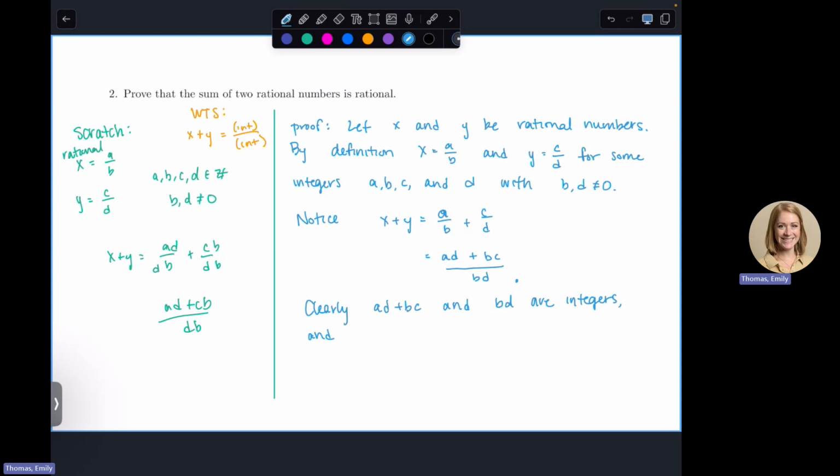What else has to be true for it to be rational? Top and bottom are integers and the bottom's not equal to 0. Yep. And so here it's not, because B and D aren't 0, so B times D can't be 0. Therefore, yes, I was actually going to say that.